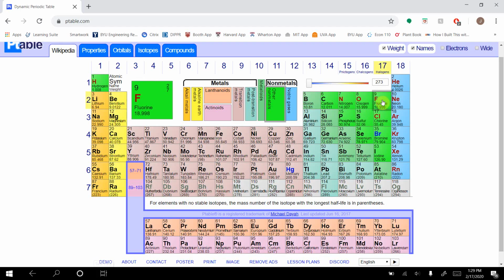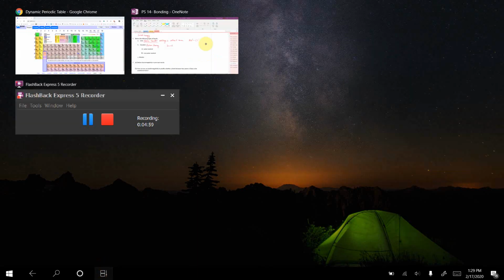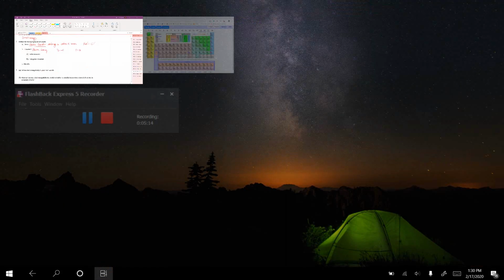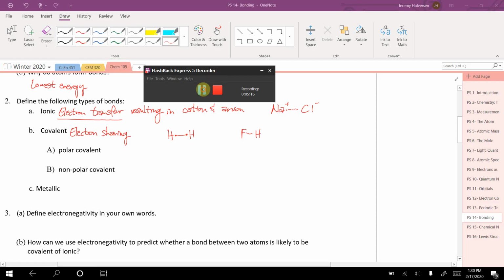So fluorine has a very high electronegativity. So if I were to have this H-H bond versus an F-H bond, in this H-H bond, actually, let me pull up an electronegativity chart.